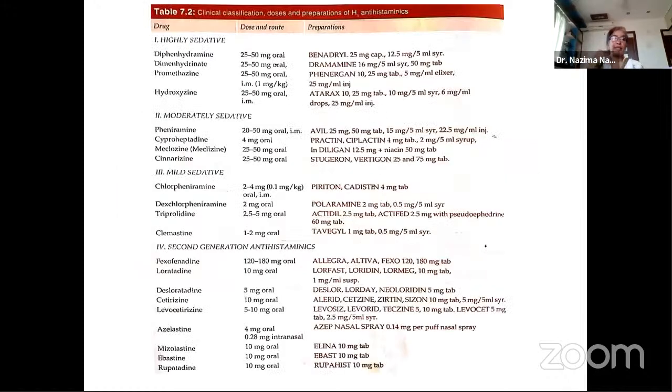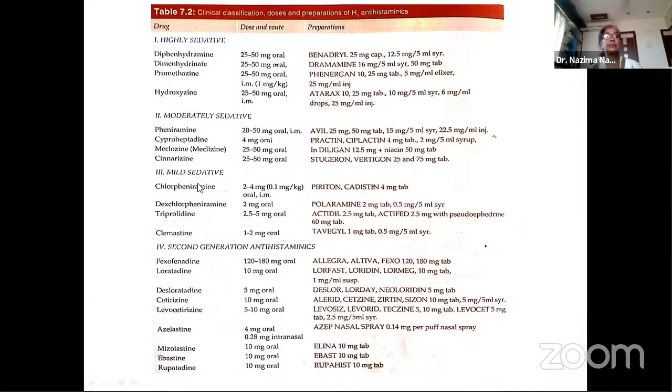Now coming to the classification of the H1 antihistaminics, again, it is very important. They are classified as old generation or first generation and second generation antihistaminics. Based on the sedative action, they're classified as highly sedative, which include drugs like diphenhydramine, dimenhydrinate, promethazine, hydroxyzine. Then there are drugs with a moderately sedative action, like pheniramine, cyproheptadine, meclozine or meclizine, and we also have cinnarizine, which is moderately sedative.